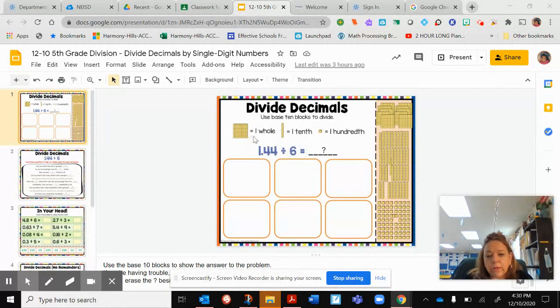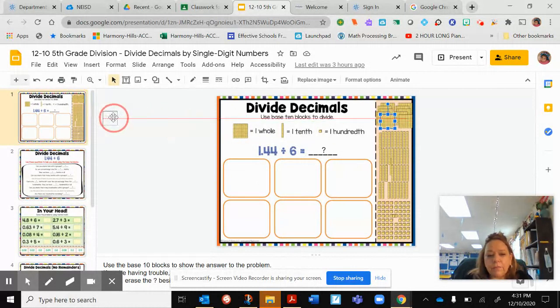Remember that our flat is going to represent the 1 whole. The rod is equal to 1/10. And then the small unit, or cube, will represent 1/100th. Okay, all right, so now I have 1 and 44 hundredths divided by 6.